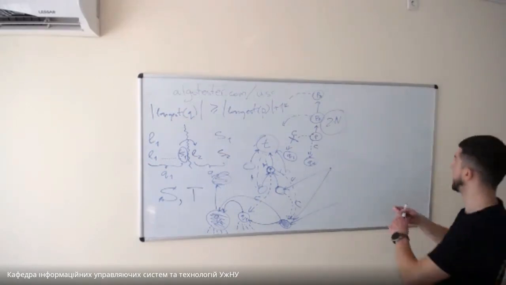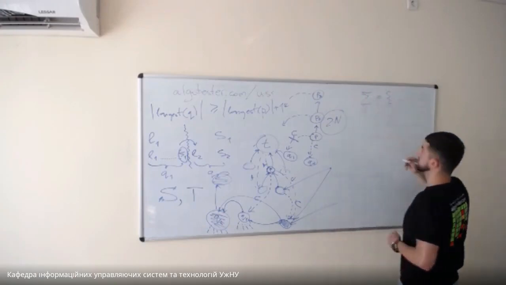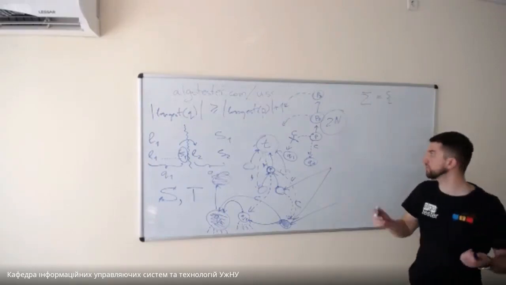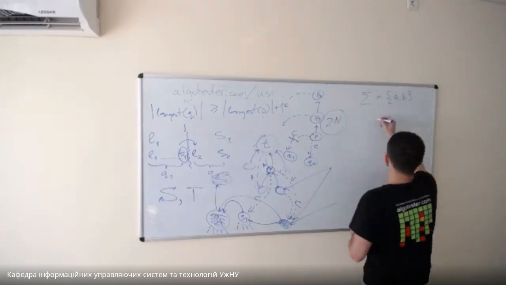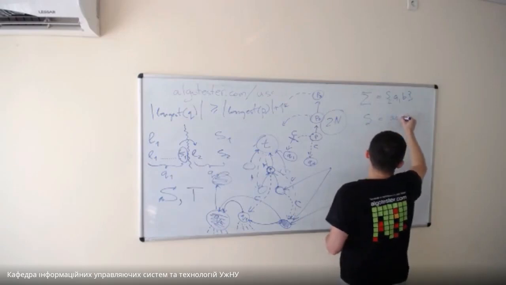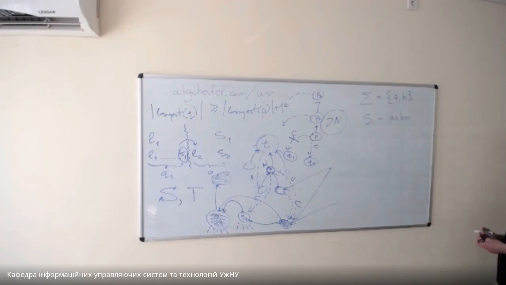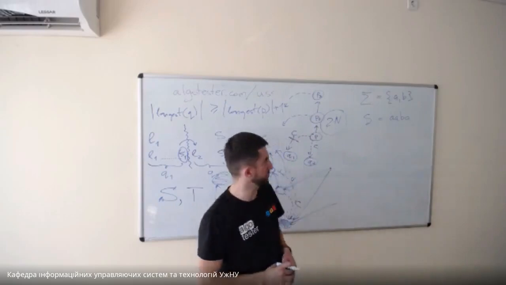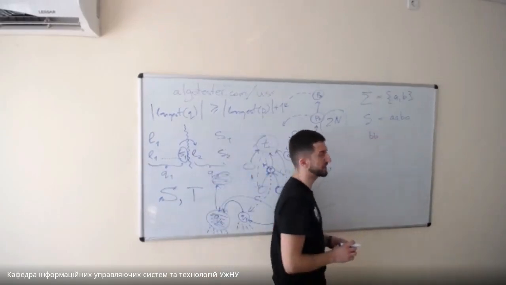So imagine we have an alphabet, and we want to find the shortest string which is not a substring of S. If there are many of them, we want the lexicographically smallest one. So if you have just 2 letters in your alphabet, and if S is equal to A, B, A, then what will be the shortest string which is not a substring of S? Definitely BB, correct?